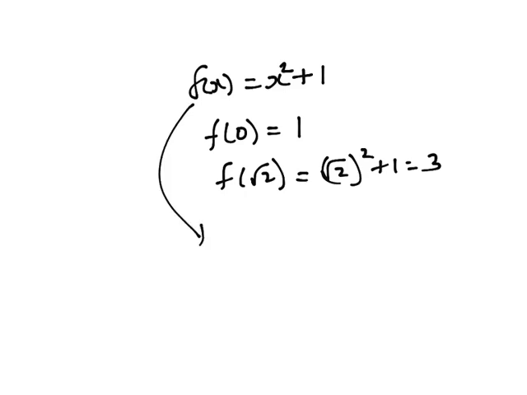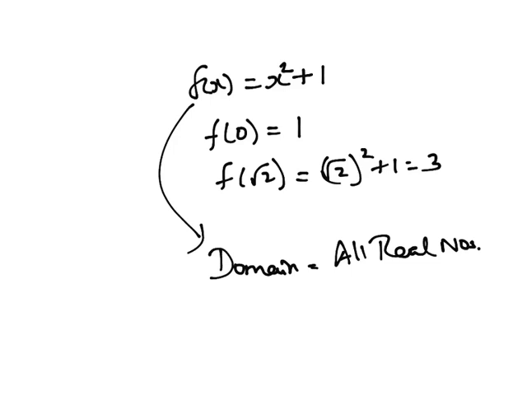So for this function also, the domain is all real numbers. Okay, now it is not true only for this x square plus 1, it is true for any quadratic function. So even if you say, for example, f of x equal to x square plus 2x plus 3, for this also the domain is all real numbers. So for every quadratic function, the domain is all real numbers. So let me take a cubic function now.